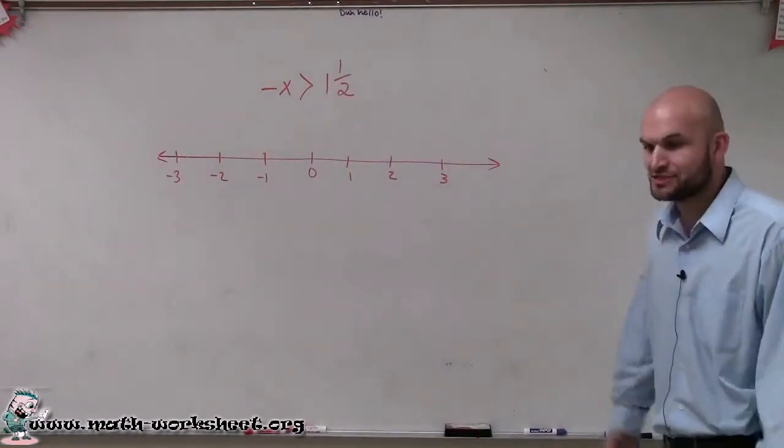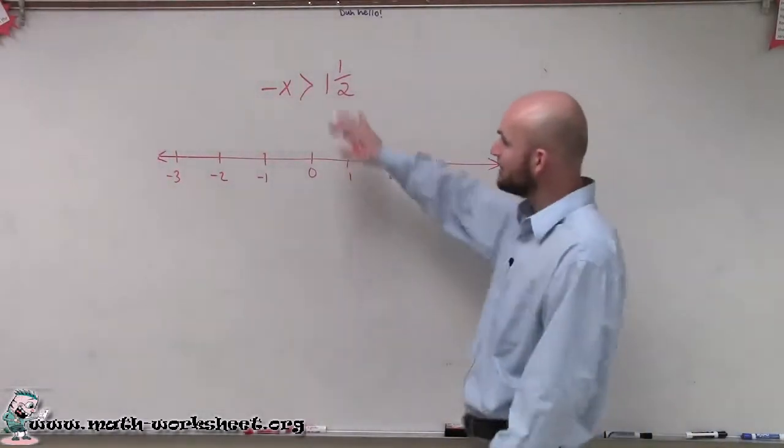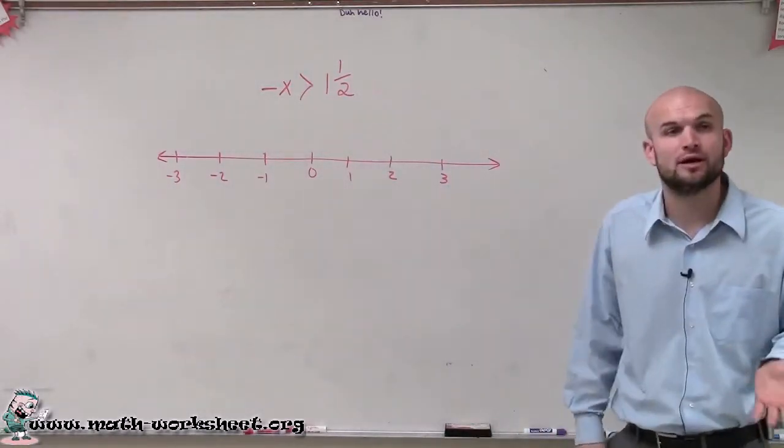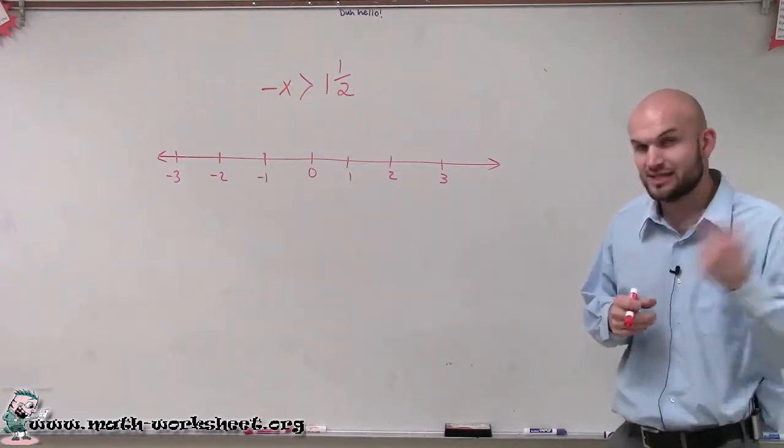So what I have is negative x is greater than 1 1/2. And what I want to do is solve this by graphing it. So the main important thing is we need to isolate the variable. And when doing this, that comes up to an important property of an inequality. And I'll get to that in just a second.